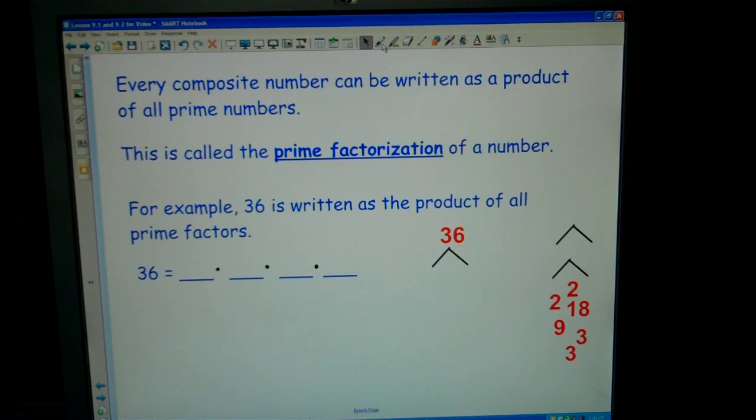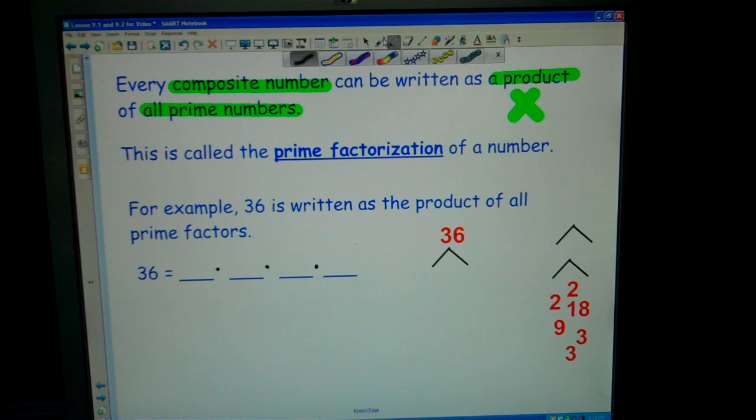Every composite number, okay, so let's highlight that. That's probably important. Every composite number can be written as the product. What does product mean? Hope you're saying multiplication. Okay. Every composite number can be written as the product of prime numbers. Okay. Let's get some colors here. Okay, so let's look at 36.